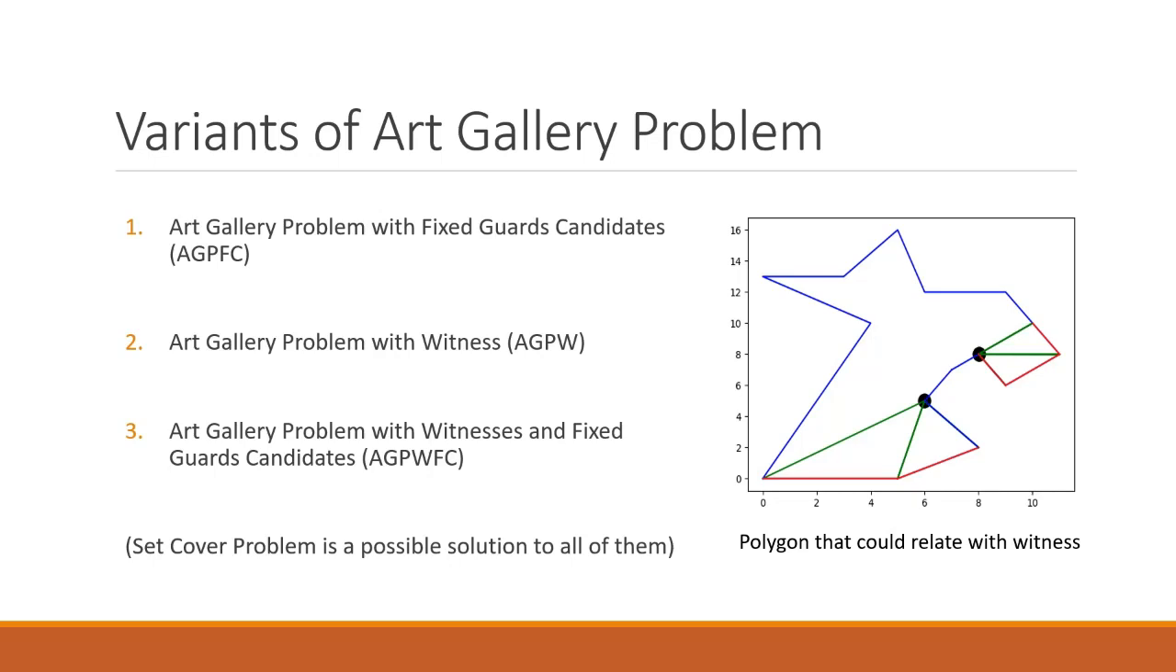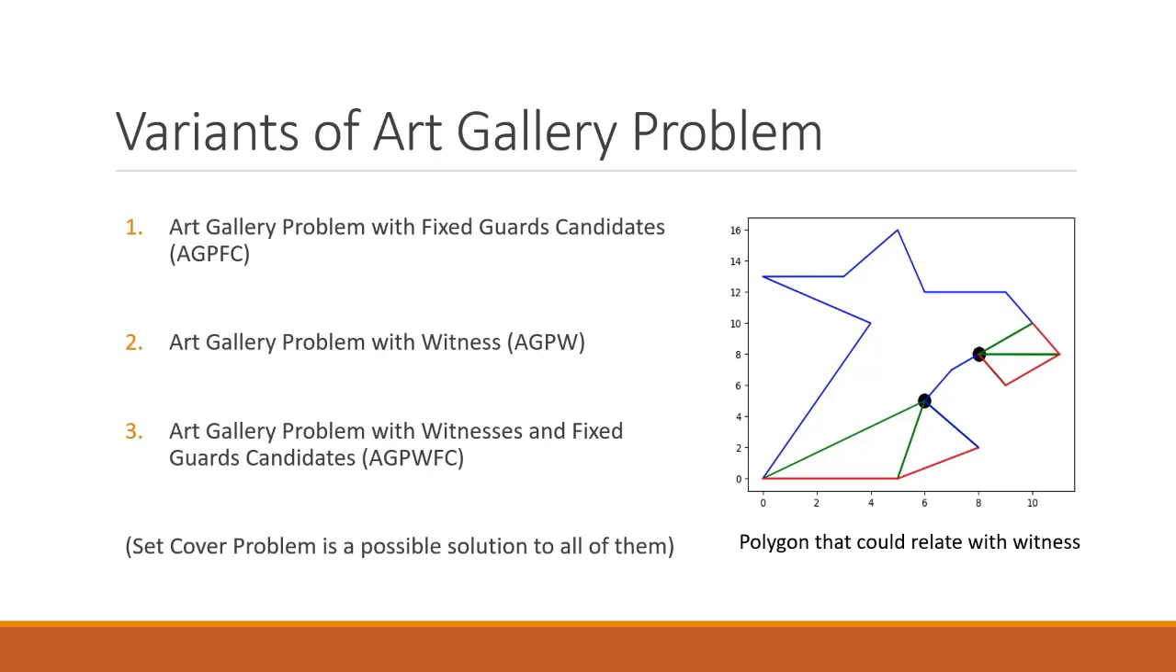So art gallery problem with fixed guard candidates is the first variant. In the art gallery problem with fixed guard candidates, that is the AGPFC, we are given a finite set of possible guard positions that are denoted by C, which belong to S, where S is the finite set of points in the polygon, and we are required to find minimum guards in C which cover the whole polygon.